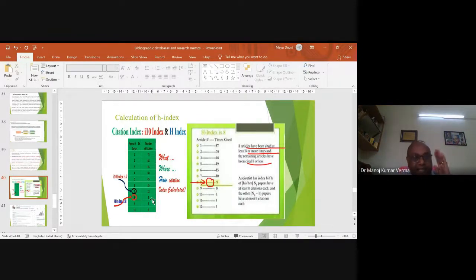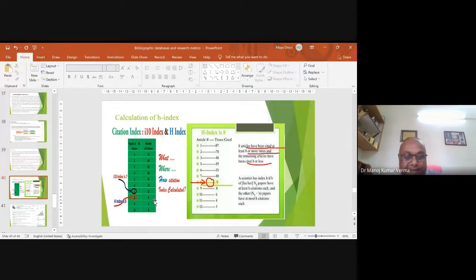Suppose myself, Manoj Verma, my H index is 14. It means my 14 papers have a minimum of 14 citations. And in the same way, I10 means the number of papers that have a minimum of 10 citations.